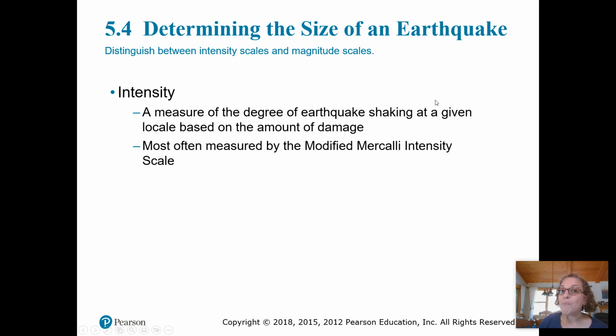So how do we determine how big an earthquake was? We can look at something like the intensity of the earthquake, which looks at how much shaking there was based on how much damage there was. So looking at human-built structures, how much damage was there? That's often measured using a scale called the modified Mercalli scale.